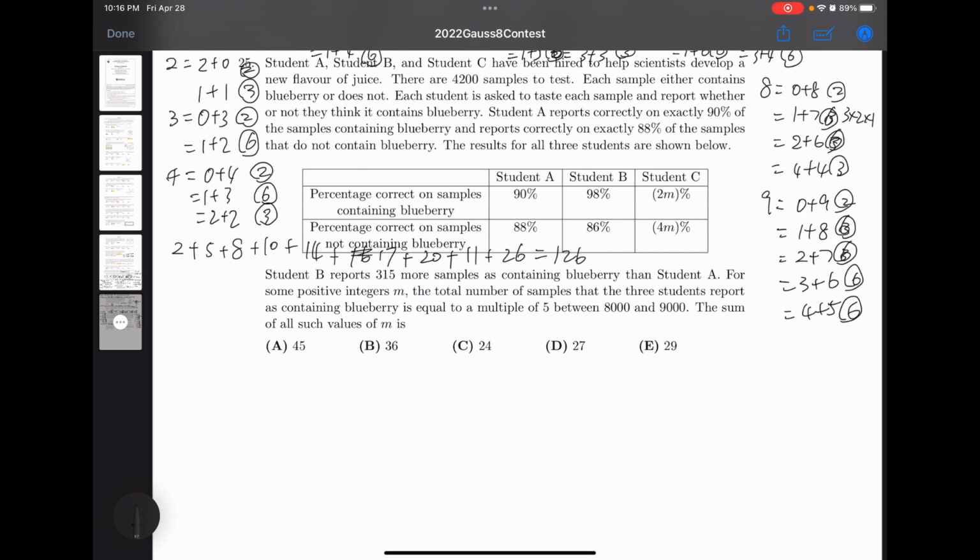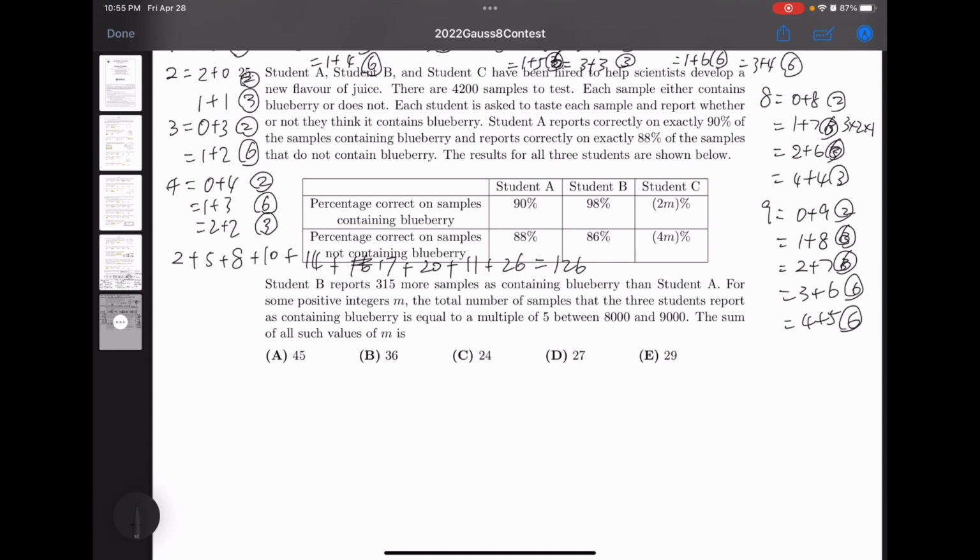And student B reports 315 more samples as containing blueberries than student A. For some positive integer m, the total number of samples that the 3 students report as containing blueberry is equal to a multiple of 5 between 8,000 and 9,000. The sum of all values of m is what?